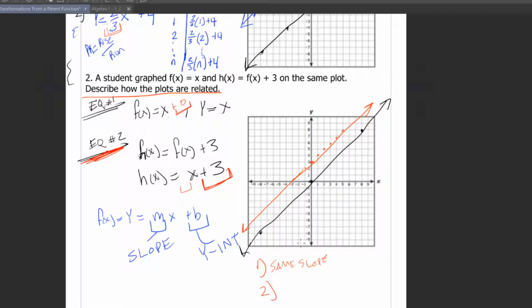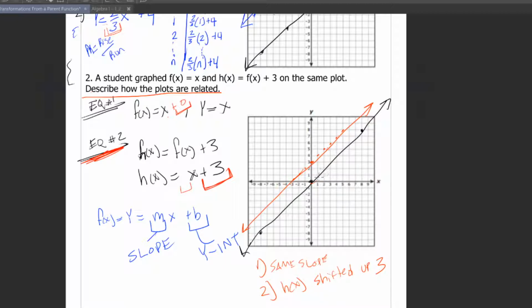2, the second, h of x, is translated up 3 units. So it's shifted up 3. Okay, and that's how the two plots are related. These two lines are also parallel to each other, and they won't intersect, right?